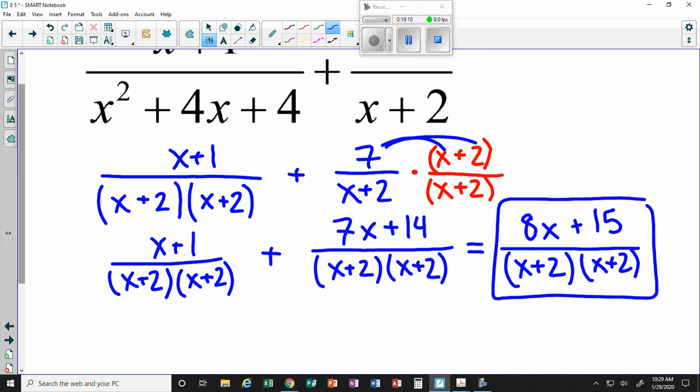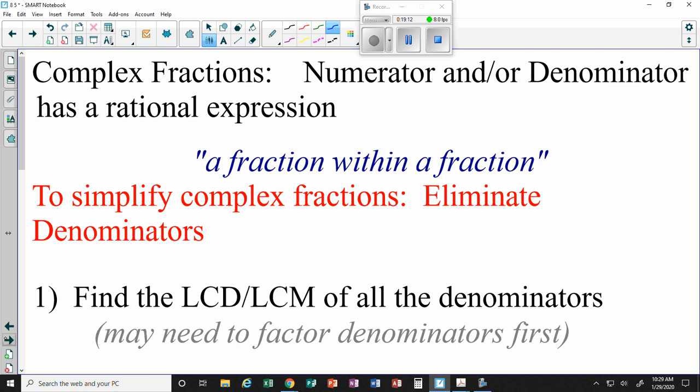Now the next one we're going to talk about are complex fractions. So a complex fraction is a fraction inside of a fraction. So, can't have that, okay? You guys like fractions enough without having to have fractions inside of fractions. Right? So what we're going to do is get rid of a fraction inside of a fraction. We're going to get just to a single fraction. Okay? So to do that, we need to eliminate the denominators.